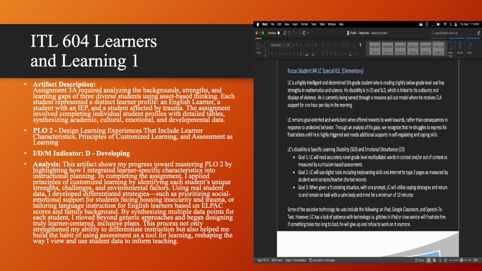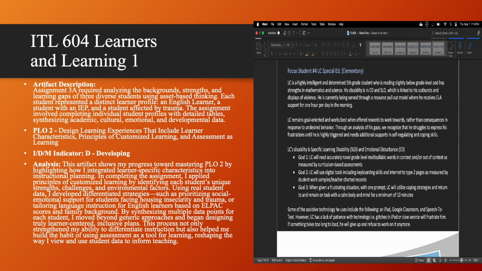As we move on, the next artifact is coming from ITL 604. And this artifact is an essay analyzing the background, strengths, and learning gaps of three diverse students using asset-based thinking. Each student represented a different, distinct profile: an English learner, a student with an IEP, and a student affected by trauma. This assignment involved completing individual student profiles with detailed tables, synthesizing academic, cultural, emotional, and developmental data.